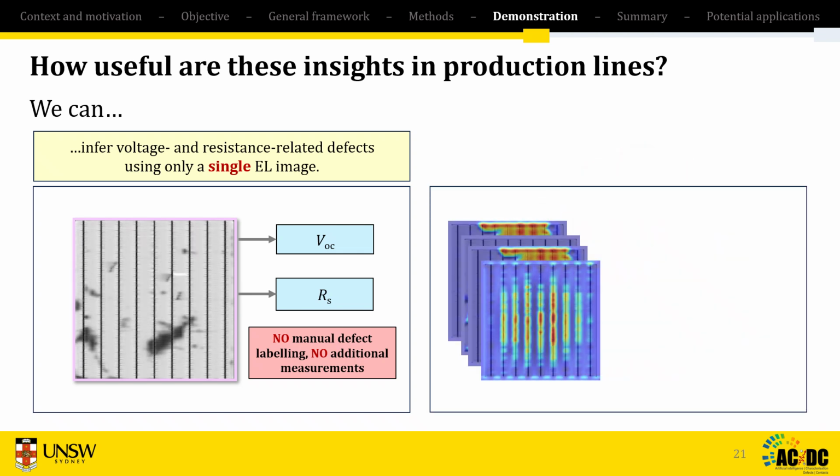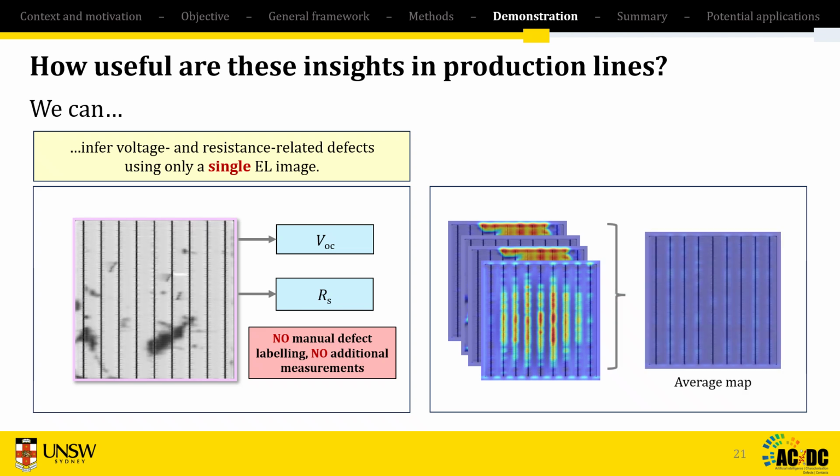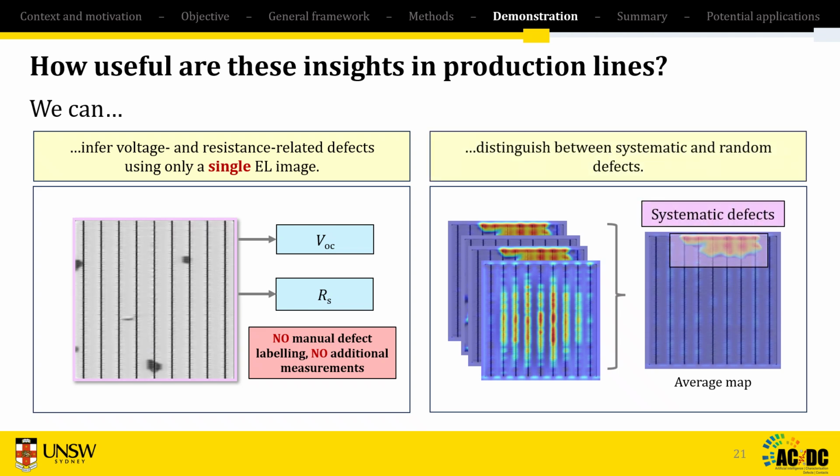Moreover, we can also average the different activation maps to gain insights on defect patterns. Random defects will tend to cancel out in the average, whereas recurring or systematic ones will be magnified. And this capability helps manufacturers pinpoint whether defects originate from random isolated events or systematic issues in production lines.